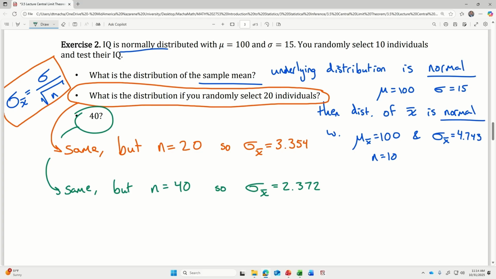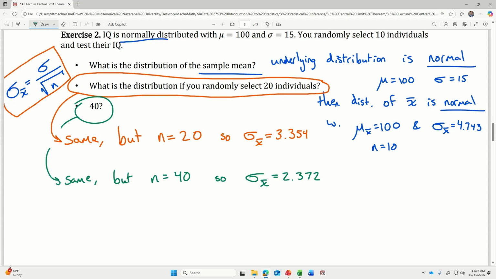The only thing that changes as I increase my sample size is that my standard deviation is going to shrink, and it's going to shrink according to this formula. You just have to update your standard deviation using that formula.